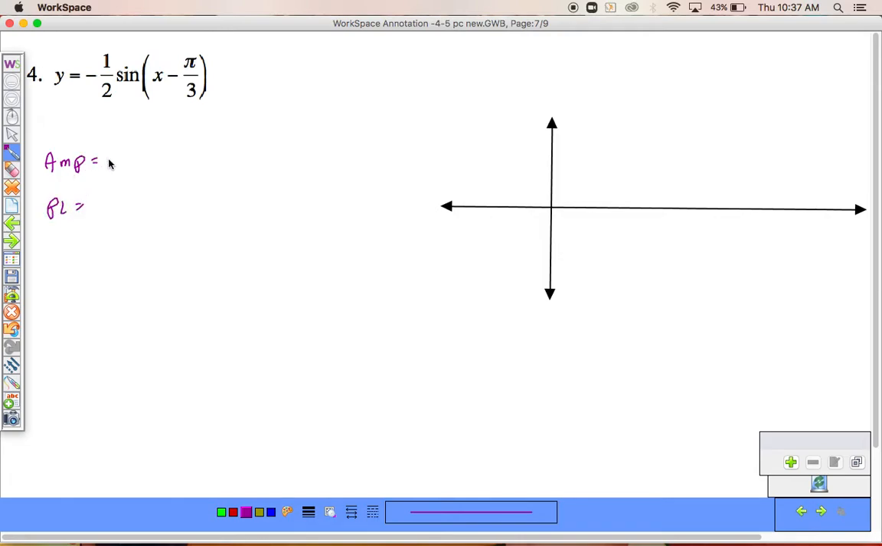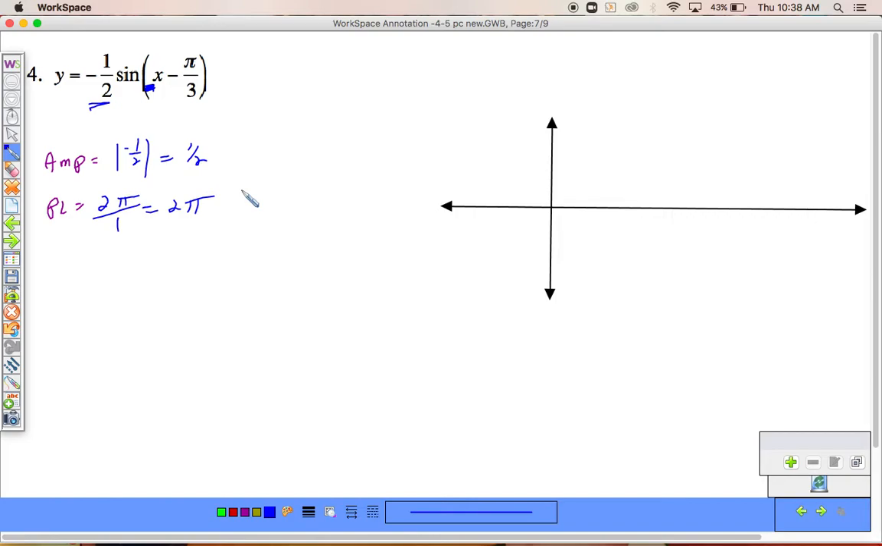length. My amplitude is going to be the absolute value of negative 1/2, which is 1/2. So that means my graph is going to go up and down 1/2 from the middle. My period length is going to be 2 pi divided by 1, which is 2 pi. So my starting point to my ending point needs to have a distance of 2 pi.